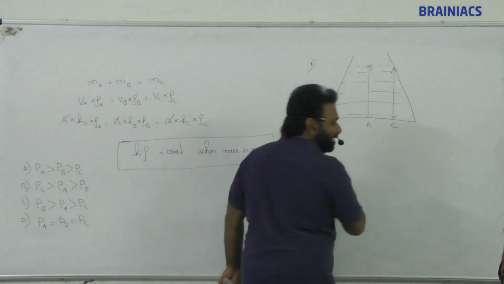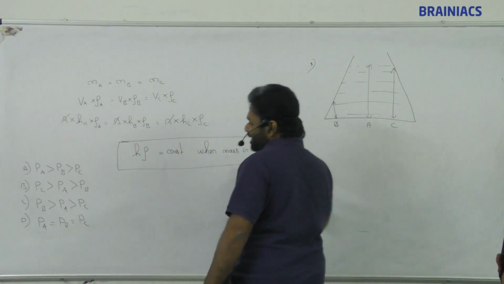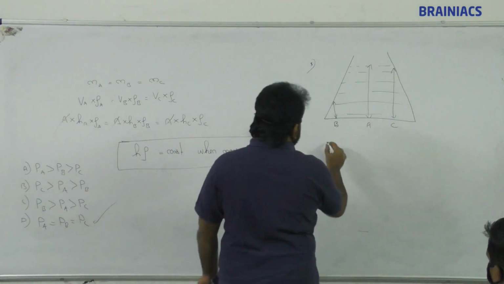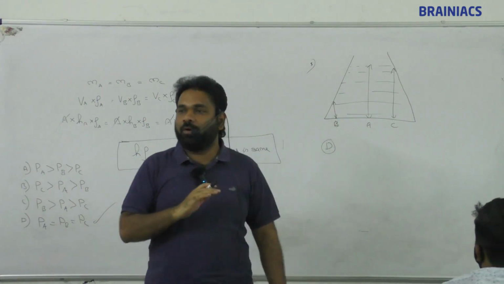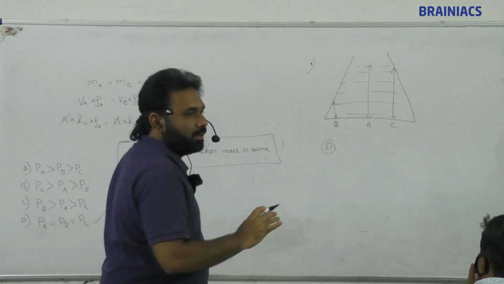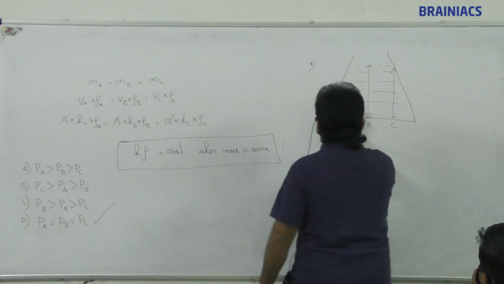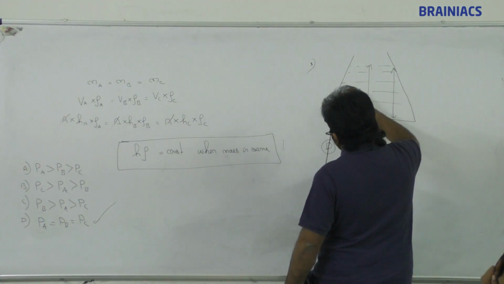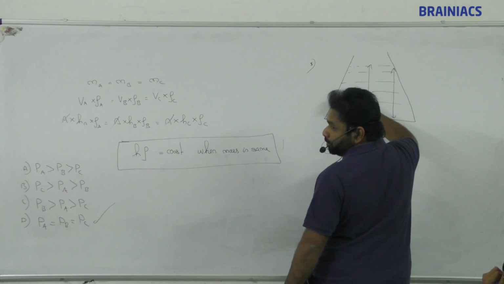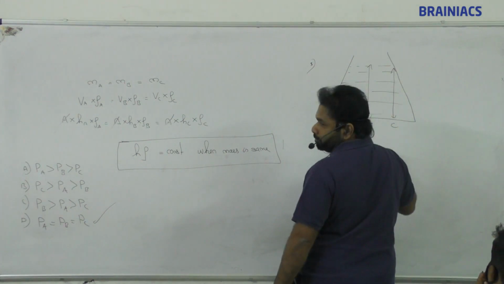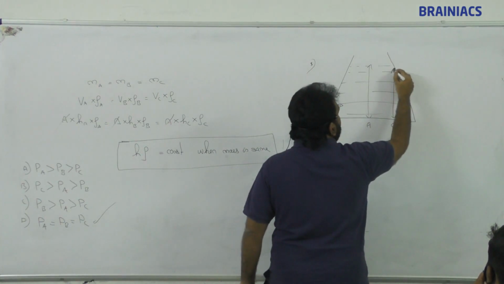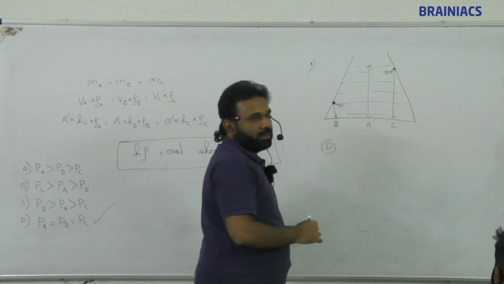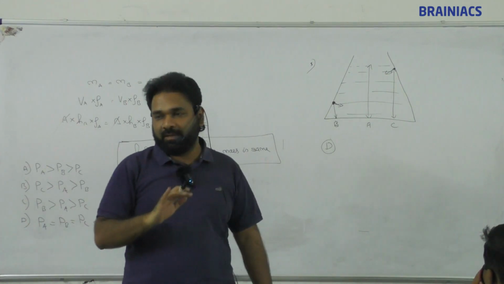None of the answers. The answer is D. Pressure at A, B, C, all will be same. The problem is here, the normal reaction of this will act here on itself. That normal reaction will compensate the difference.